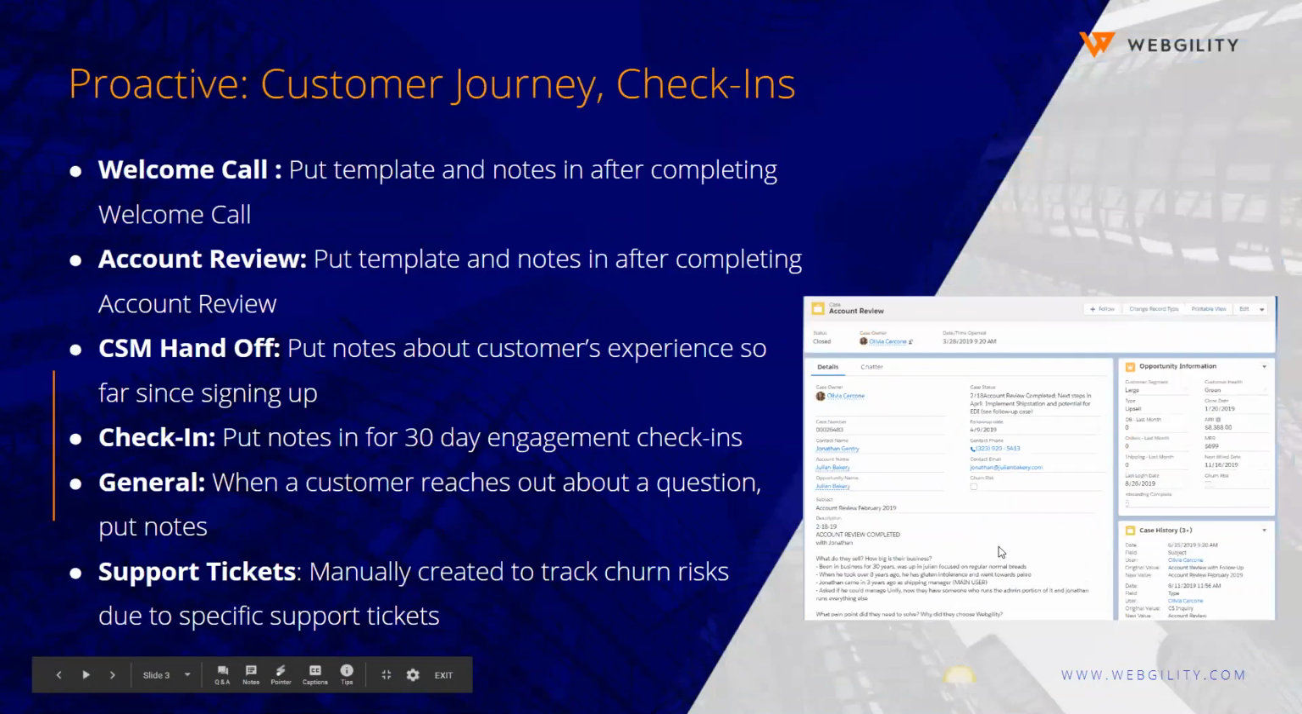So to dive deeper into the types of proactive cases that we have: the customer journey, the check-ins, and support tickets. Support tickets, general, and check-in kind of all tie together. They're really for your organization to better help you prioritize your cases. So let me just start from the top here.